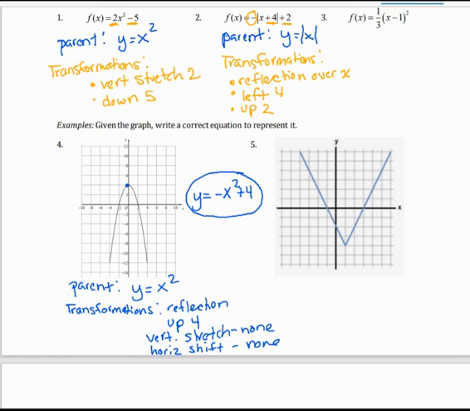Okay, I'll start you off: this is a V. A V's parent graph is absolute value. So the parent graph is y equals the absolute value of x. You determine the transformations. Is there a reflection? Is it going up or down? Is there a vertical stretch? Is there a horizontal shift? Think about that and then create your new equation.